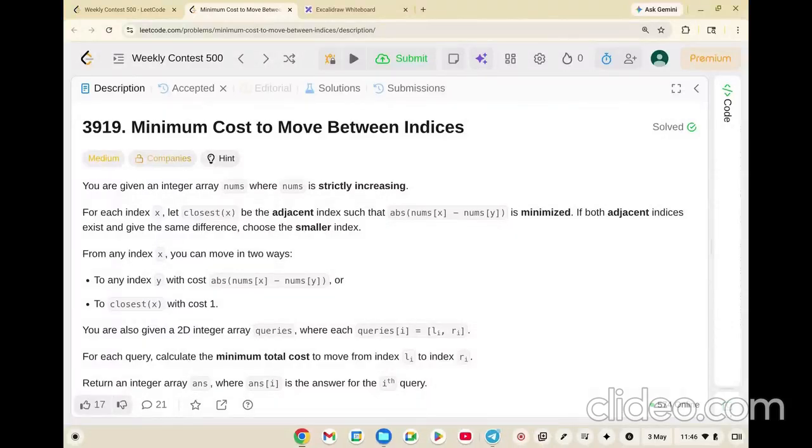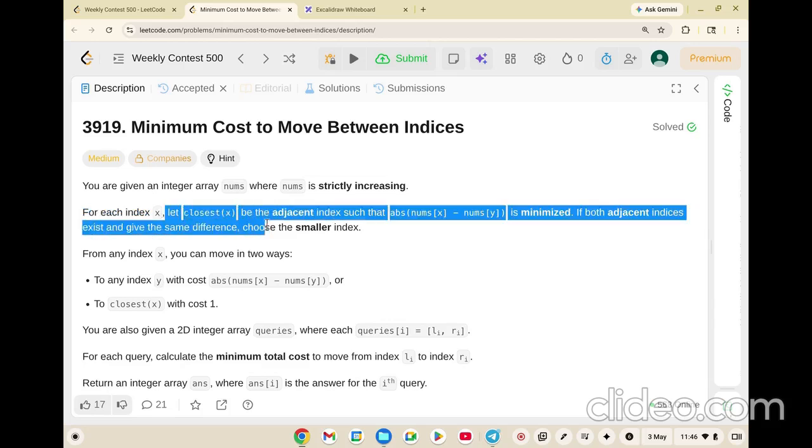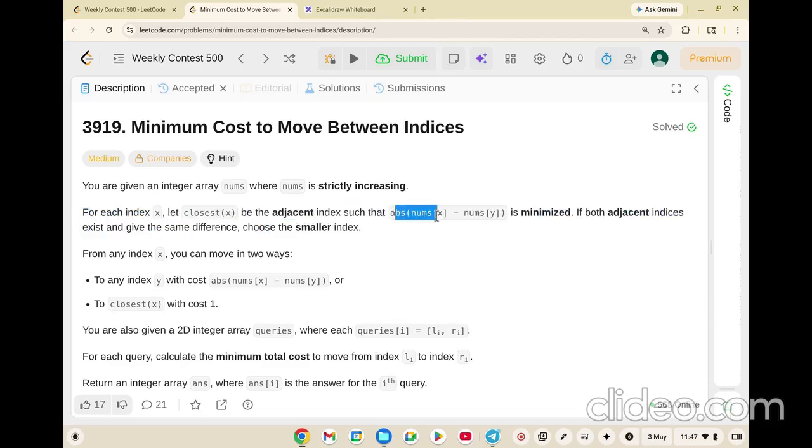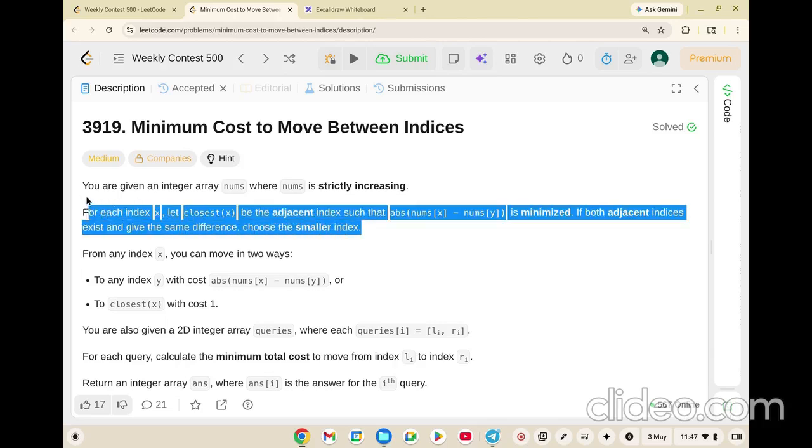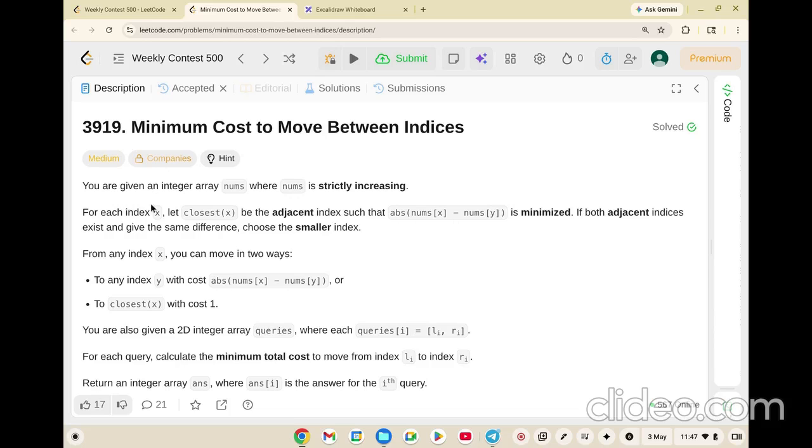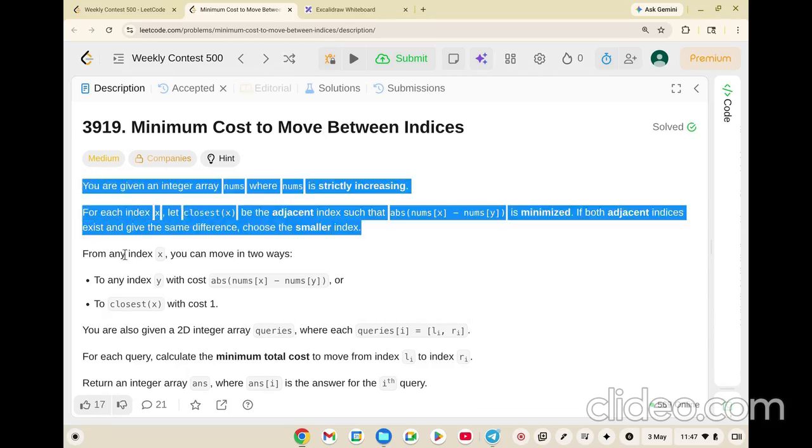You are also given a 2D integer array queries where query of i represents li to ri. For each query, you need to calculate the minimum total cost to move from index li to ri. Return an integer answer where answer of i is the answer for the ith query. An array is said to be strictly increasing if each element is strictly greater than the previous one, and the absolute difference between two values x and y is defined as the absolute value of x minus y, right?